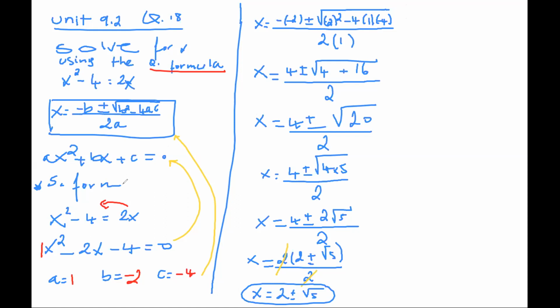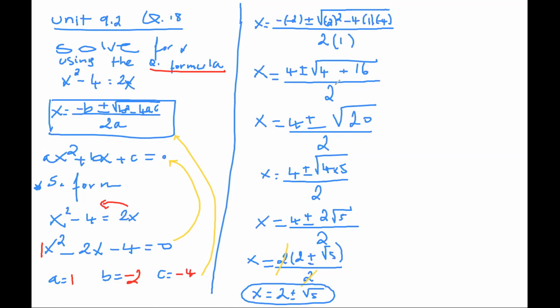Okay, so keep that in mind. First, make sure all your terms are on one side. When you move something to the other side, make sure you change the sign. Get A, B, and C, get the right signs, and be careful when you plug them into the formula. You have a lot of signs here, you can easily make a mistake.